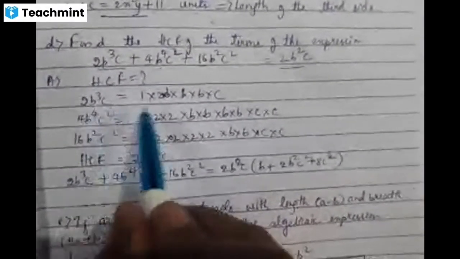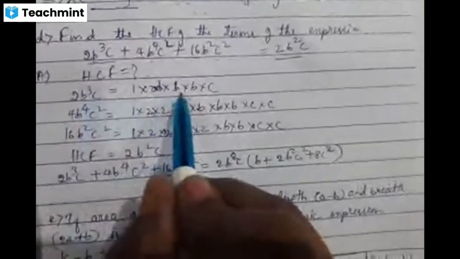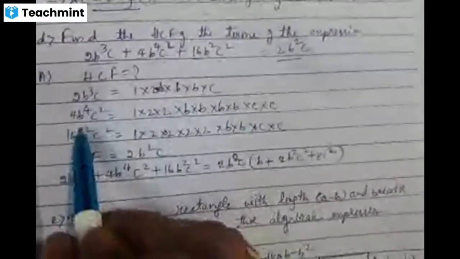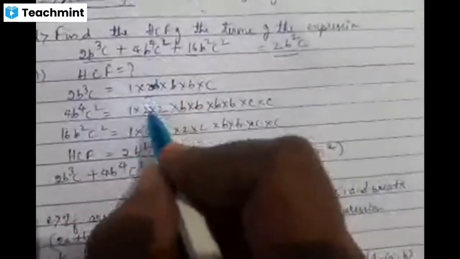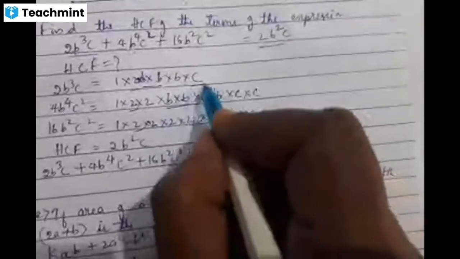The other method we know: we write the factors for each term separately. 1 into 2 into B written 3 times, B into B into B into C. The same way, for all the 3 terms, we write the factors separately. We find what is common in all. Here 2, 2, 2 is common, and B square and B square is common. Only 1C, 1C, 1C is common. Therefore, HCF will be 2B square C.